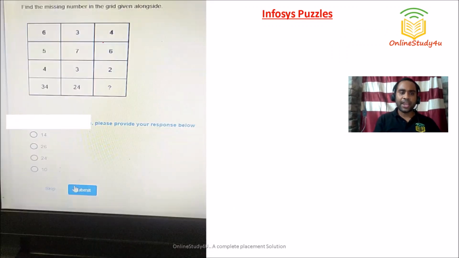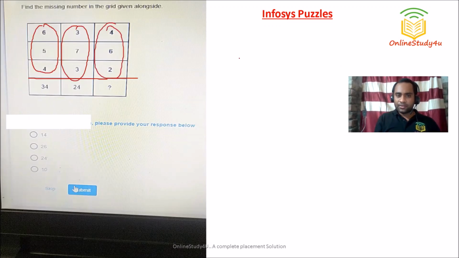Then next problem. So this is 34. As I said, this 3 will give you this 34. This 3 will give you this 24. This 3 will give you this particular one. So 6 into 5 will be 30, and 30 plus 4 will be 34. Then 3 into 7.